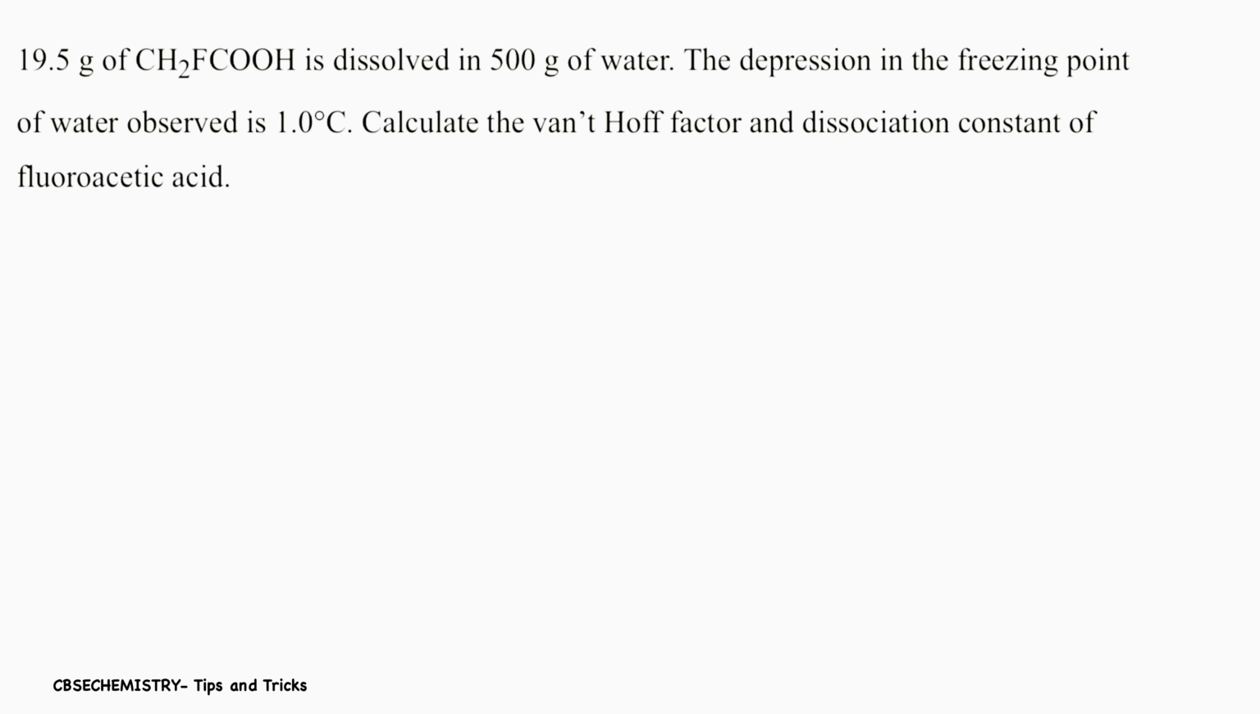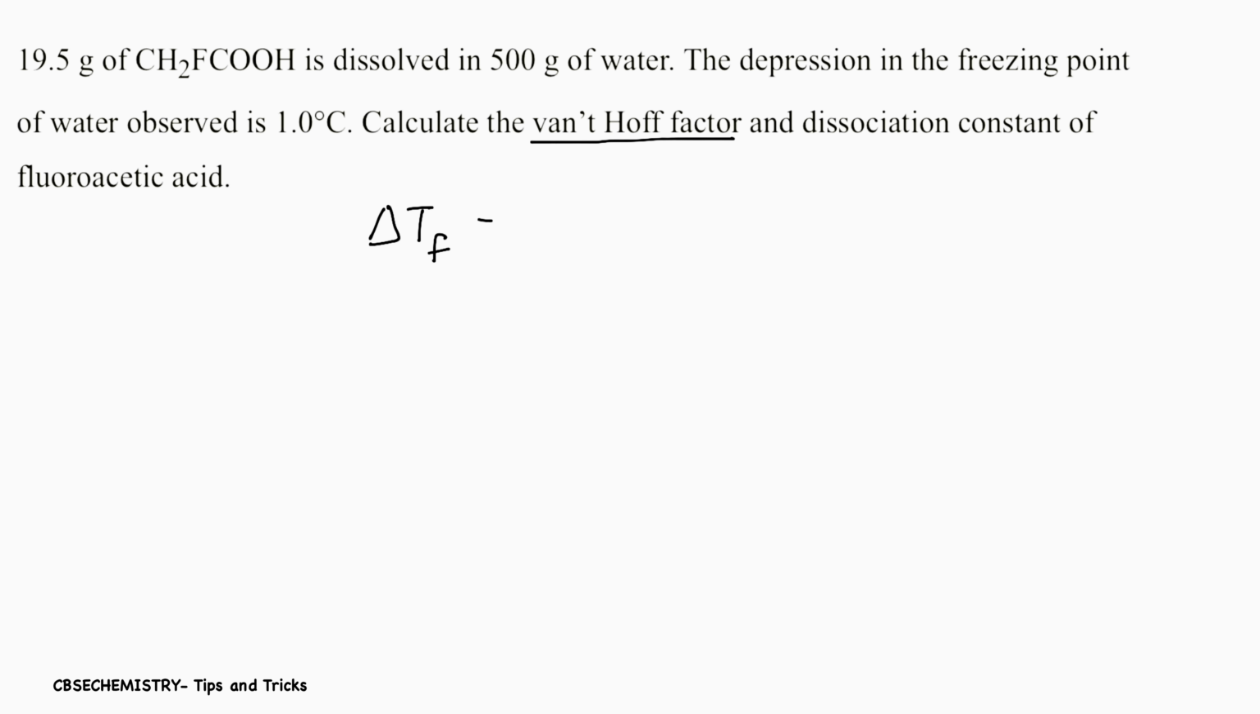19.5 gram of fluoroacetic acid is dissolved in 500 gram of water. The depression in the freezing point of water is observed as 1 degree Celsius. Calculate the Van't Hoff factor and dissociation constant of fluoroacetic acid. That is a question. When you read the question, you will understand that this question is about depression in freezing point. Also, it is connected with Van't Hoff factor.